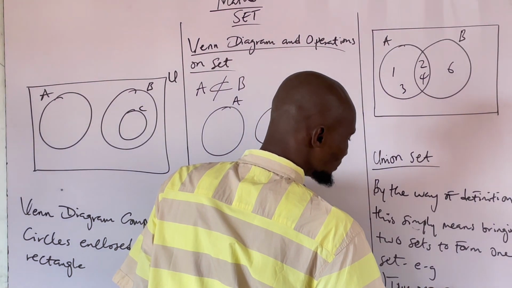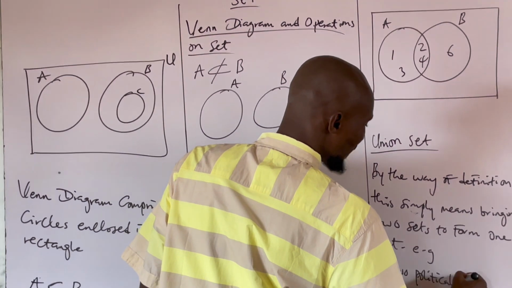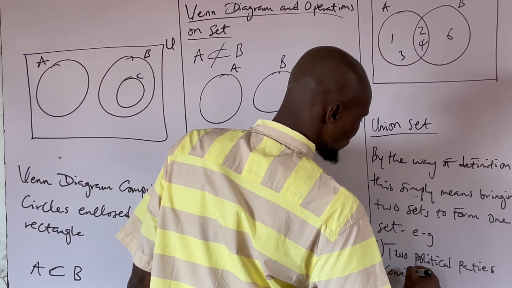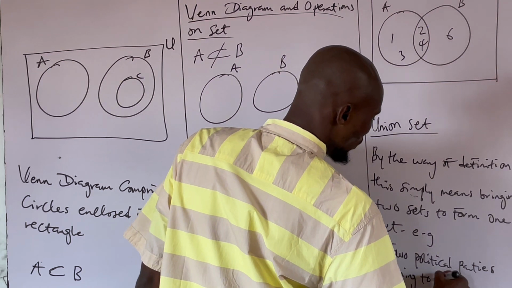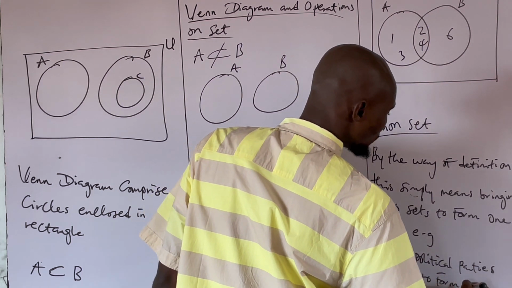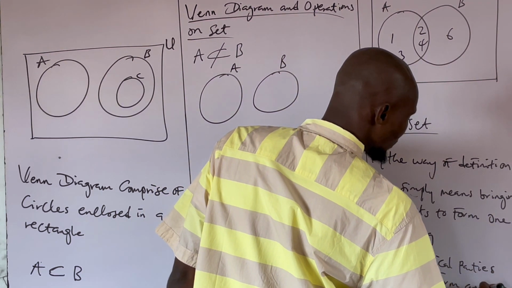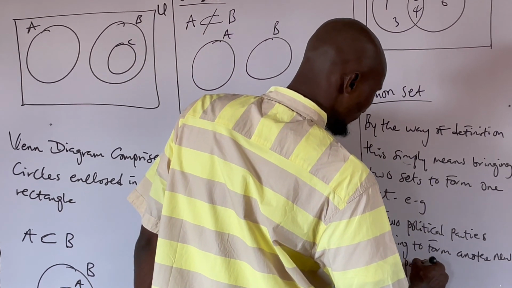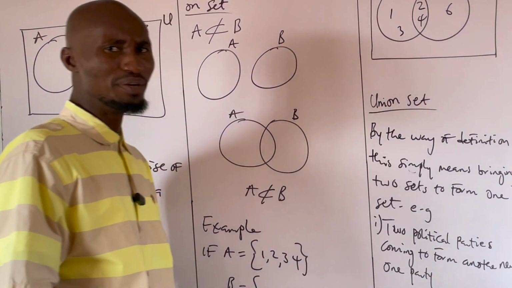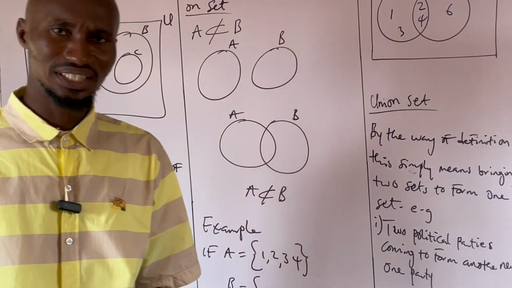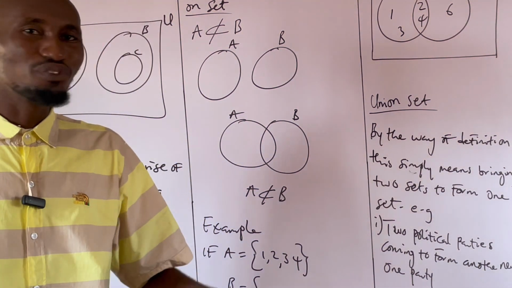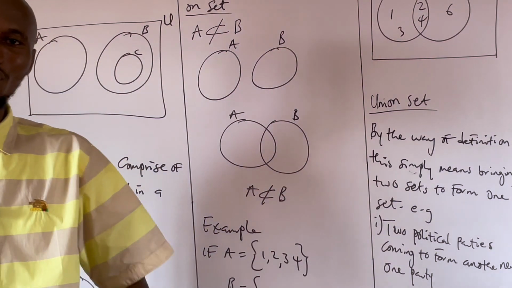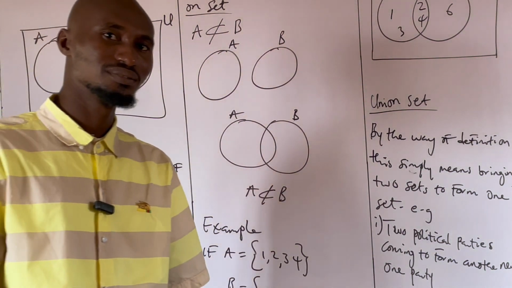And we cite example, we use example: two political parties coming together to form one party, to form another new party. I think that is the way APC was formed in this country, right? In Nigeria. People that formed APC are from different parties. We have ACN, we have PDP. Many of them came together and formed APC, right?